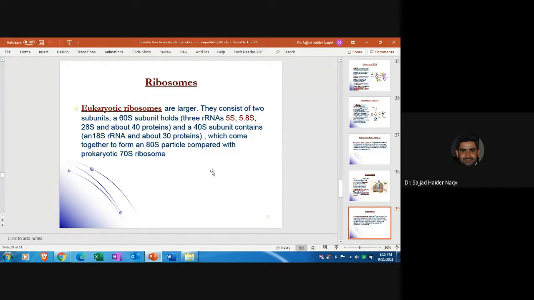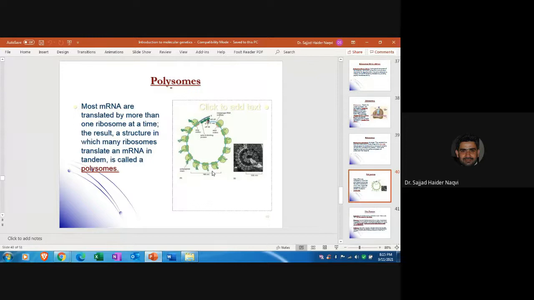So 5S, 5.8S, and 28S are their sedimentation coefficients, and when they all combine, that's how they make the 60S, and the other part is protein. The 40S subunit contains 18S RNA and 30% protein, and they come together to form overall the 80S. So in eukaryotes, there are two portions, 60S and 40S separately, and when they are merged together, overall they become 80S. While in prokaryotes, it's a 70S ribosome.